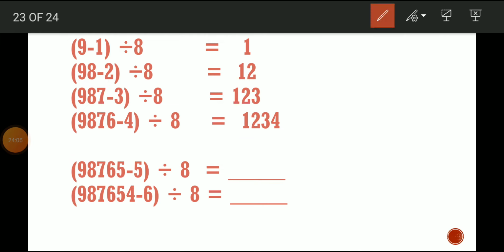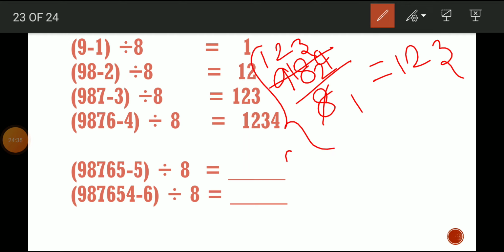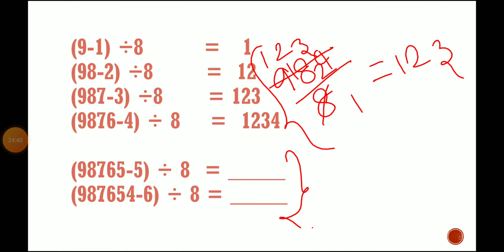See the third one, 987 minus 3, that is 984, divided by 8. 1 8 is 8, 1 8 is 8, remaining 1, 2 8s are 16, so the remaining is 2, then 3 8s are 24, so 123. Using this kind of pattern, you will put the answer for these two patterns. This is very easy for you, and you should know the division method here.